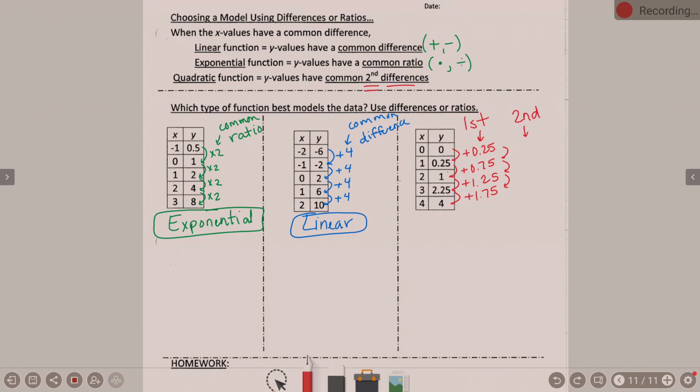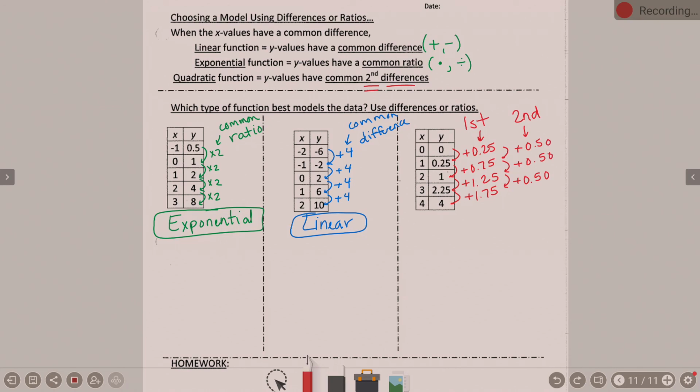So now, how do we get from 0.25 to 0.75? Not multiply, think add, because we're talking differences. You add 0.50. How do you get from 0.75 to 1.25? Add 0.50. In other words, how do I get from 75 cents to $1.25? You add 50 cents, right? You add 2 quarters. How do I get from $1.25 to $1.75? You add 50 cents again, right?